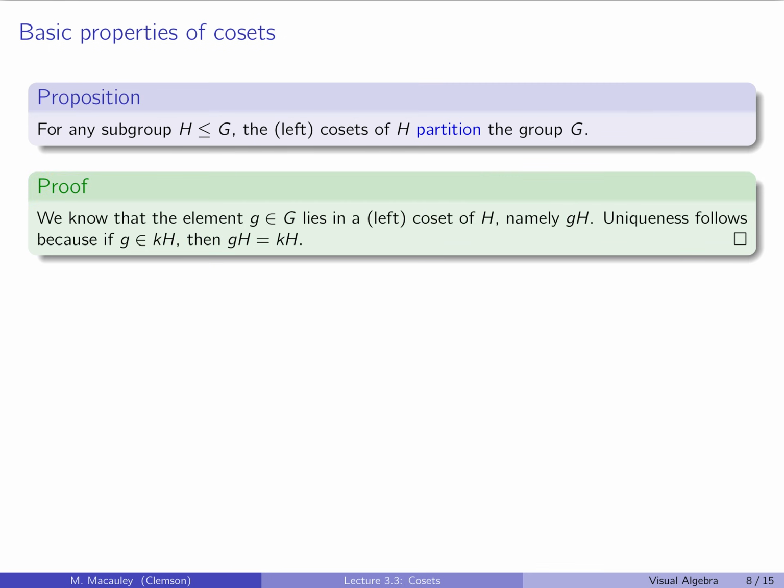Here's the proof. The first part is motivated by the diagram that I just showed you. If we take an arbitrary element g in big G, then that will lie in a left coset, namely the one gH. What about uniqueness? Well, we just showed that if g lies in a coset kH, then kH equals gH. We just proved that in the previous slide, and that establishes uniqueness.